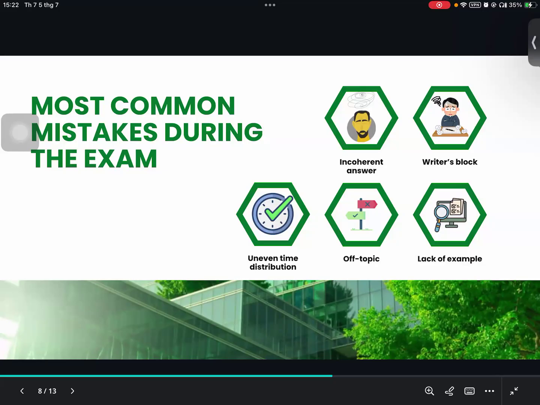Another mistake, and I think this is a grave one, is writing off topic. It means that the student here doesn't understand the subject matter of the question and completely strays off from the question. So it often occurs when a student doesn't understand what the question is talking about.